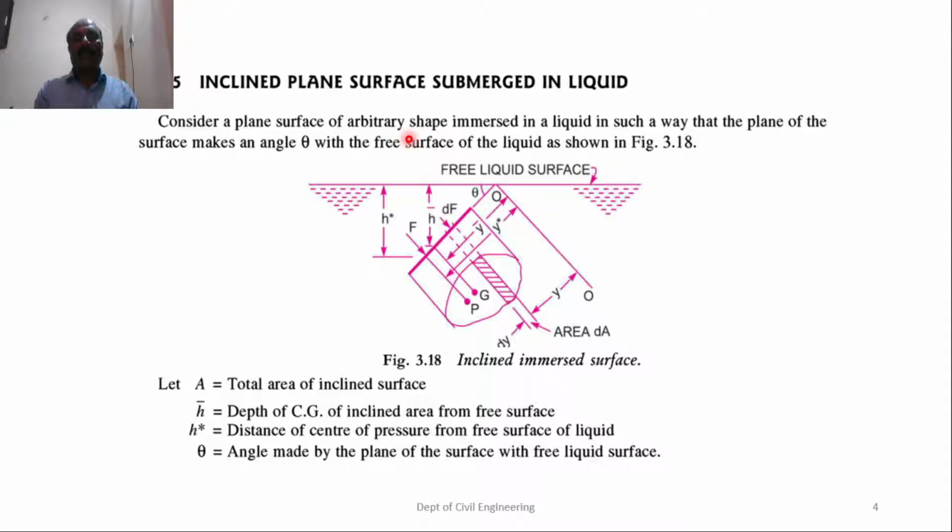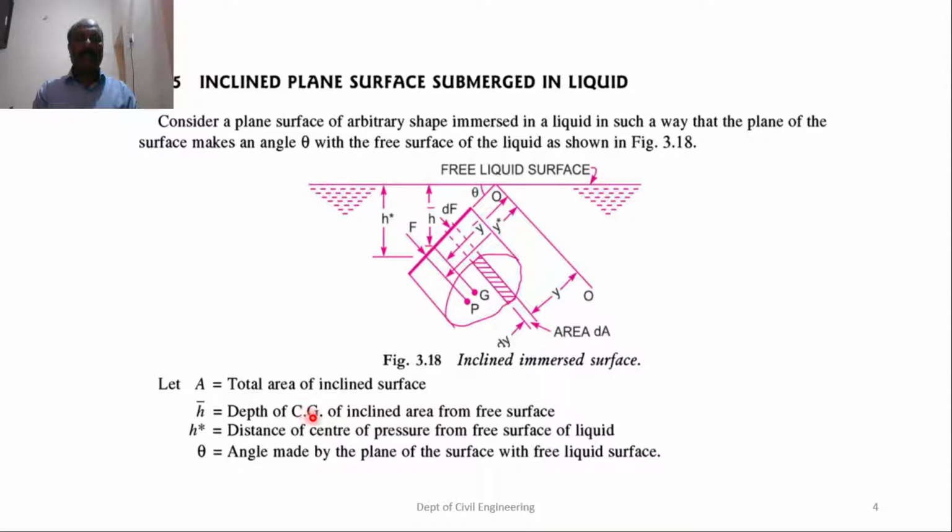Consider a plane surface of arbitrary shape immersed in the liquid in such a way that the plane of the surface makes an angle theta with the free surface of the liquid, as shown in the figure. This is an arbitrary shape of plate immersed in the water. A is the total area of the inclined surface, the total area of the plate.